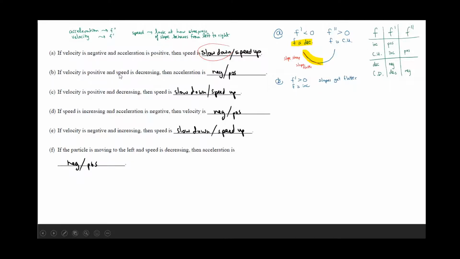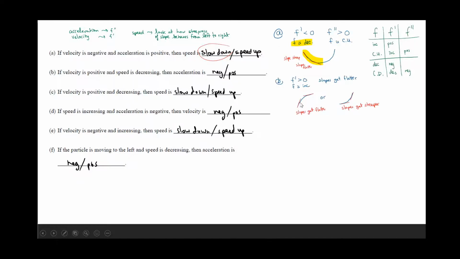We're also told that the speed is decreasing, so that means slopes will be getting flatter. Our question is to find out whether the acceleration is going to be positive or negative. Because the function is increasing, it could increase in this way, or it could rise up this way.